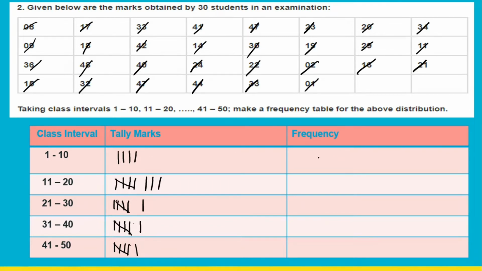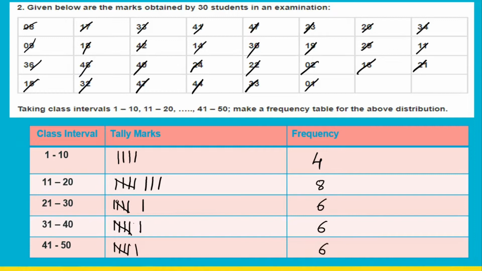The frequency of 1 to 10 is 4. The frequency of 11 to 20 is 5 plus 3, which is 8. The frequency of 21 to 30 is 6. The frequency of 31 to 40 is again 6. And the frequency of 41 to 50 is 6. Got it? That is how to create the frequency distribution table.